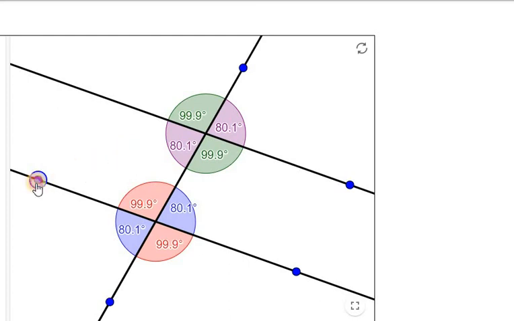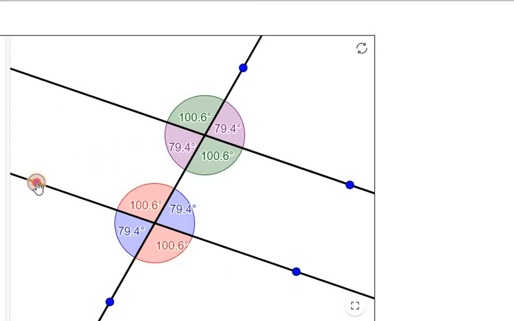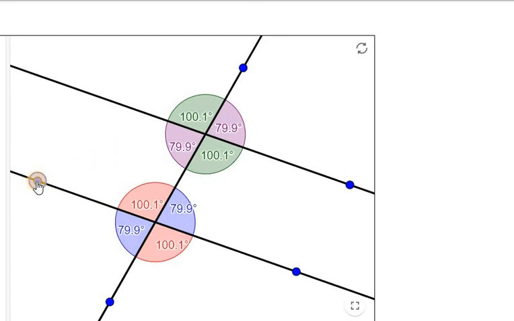And as you can see, it's very sensitive. All right, this is 100 degrees and this one is 80. When you add these two, you get 180. When you add these two, you get 180.